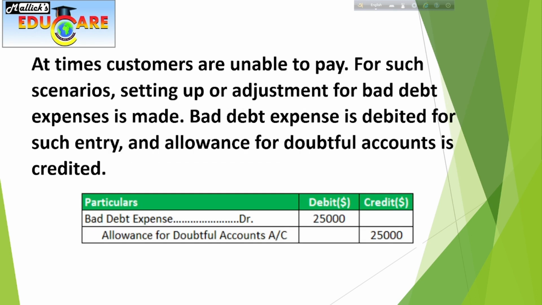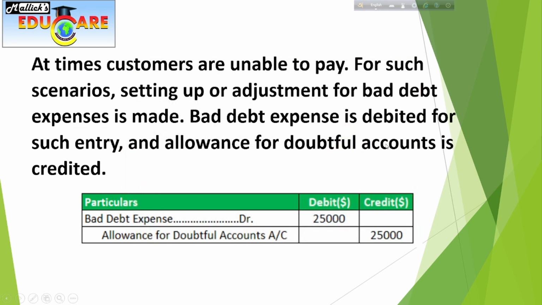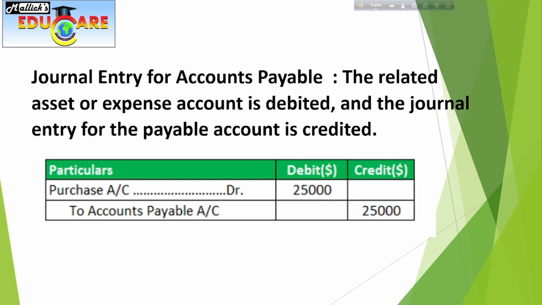At times, customers are unable to pay. For such scenarios, an adjustment for bad debt expenses is made. Bad debt expense is debited for such an entry and allowance for doubtful accounts is credited. That is, the journal entry is bad debt expense account debit 25,000 and allowance for doubtful accounts account credit 25,000.